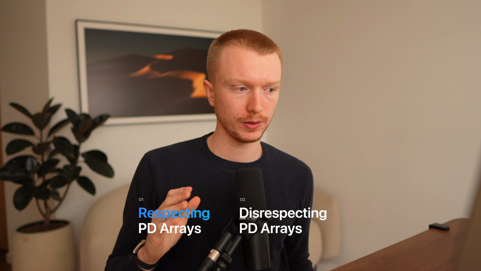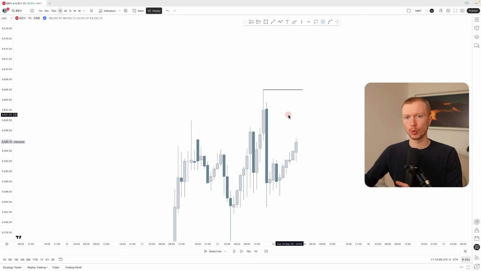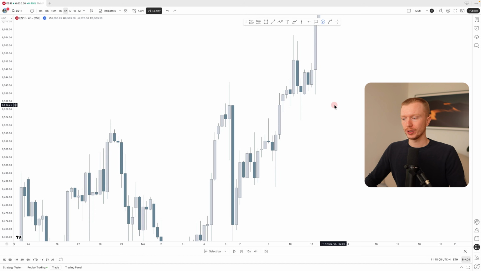Now let's move on to the next piece, which is respect and disrespect. We're going to go over more examples to fully make this clear, because this is only the start. Again, we have these two methods. So there's two methods of having a clear daily bias. The first method was, what are we rejecting from? Now, what are we rejecting from?